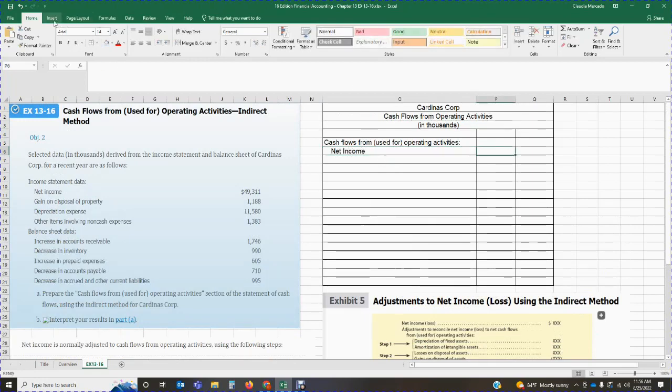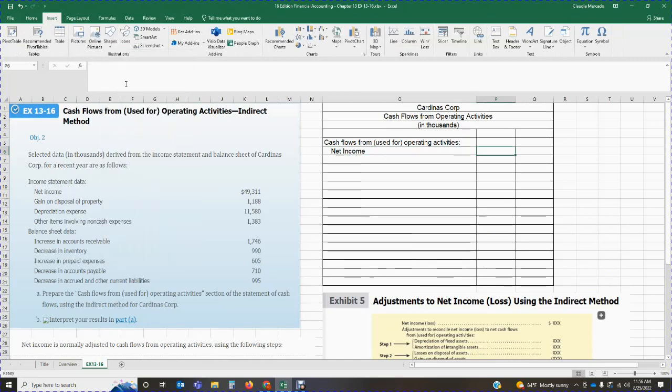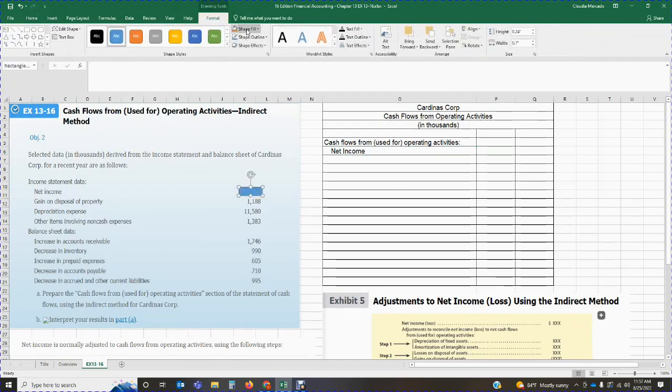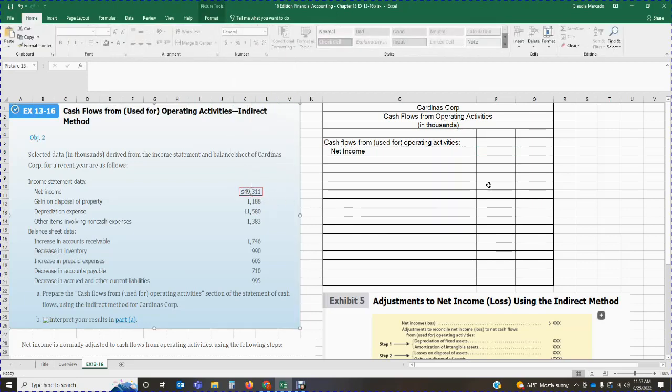So we're going to go over here and locate the net income, and we have net income of $49,311. We're going to bring that in, and we're going to bring all of the numbers to the first column. Once we get all of the information in, we're going to figure out our total operating activities, and we're going to bring that to the second column.